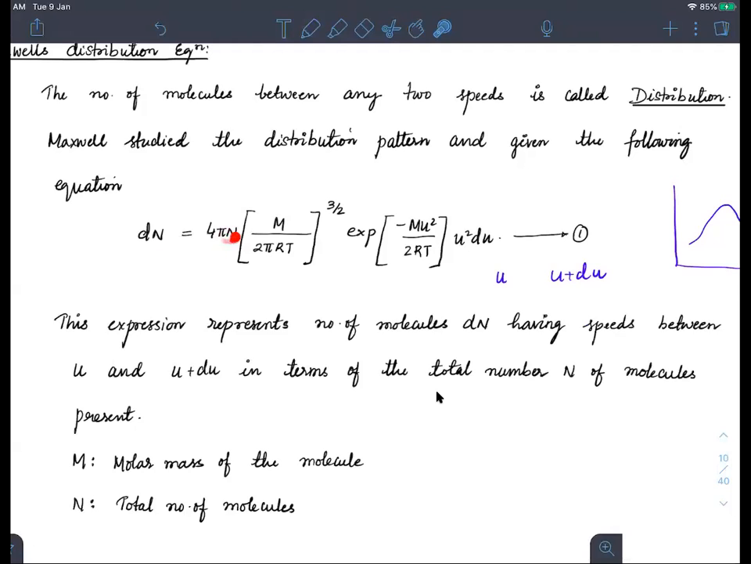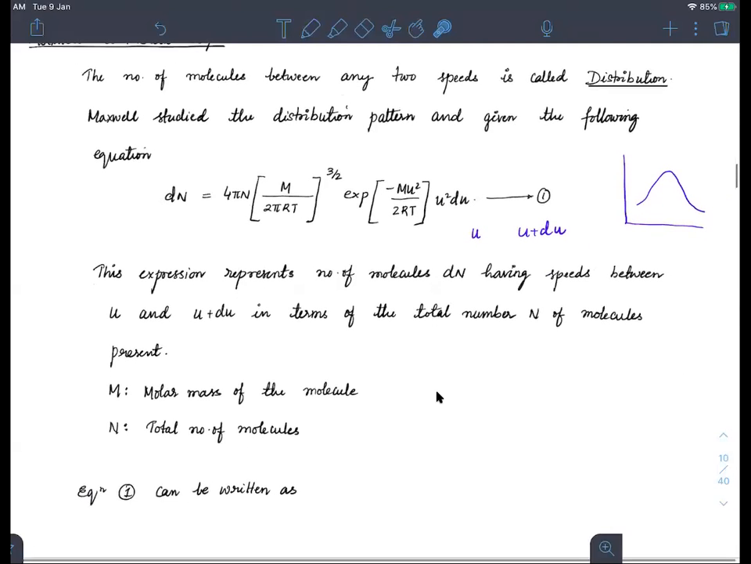So check out, dn is equal to 4 pi n, where N is the total number of particles, times M, the molar mass, divided by 2 pi RT, to the power of 3 by 2, times exponential of minus M u square by 2 RT, into u square into du. So basically this expression is telling us the total number of particles having the speed range of u to u plus du. I hope all of you understood that.